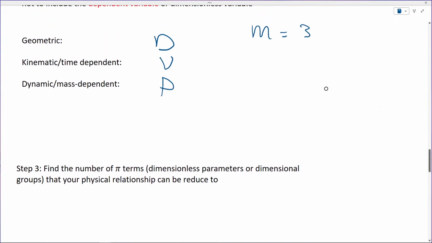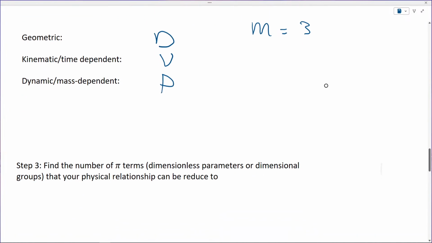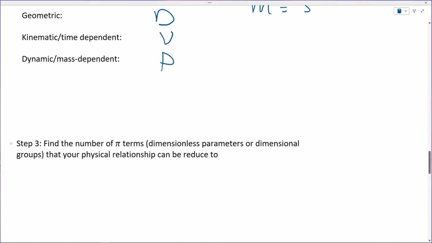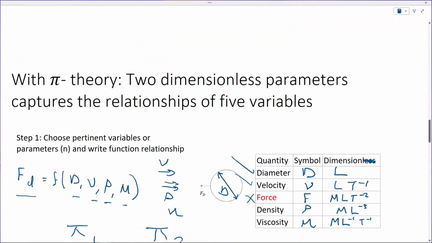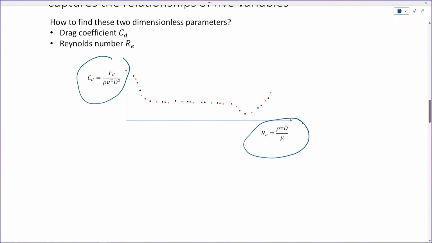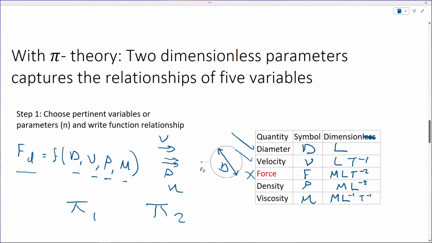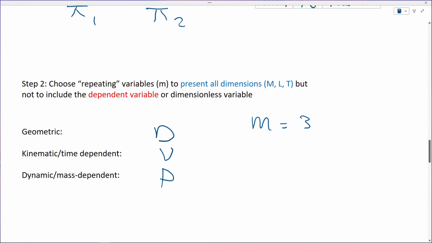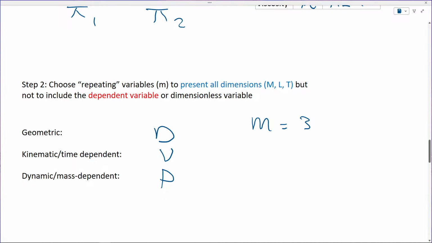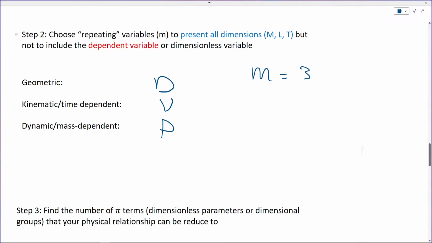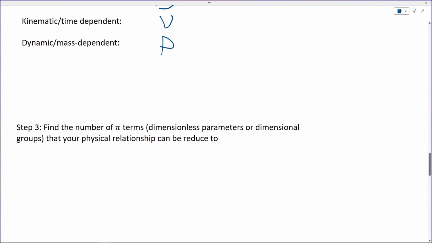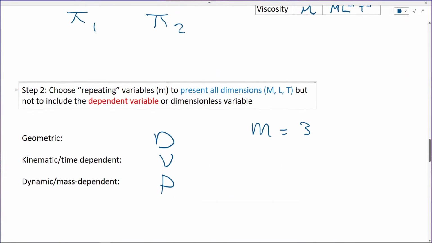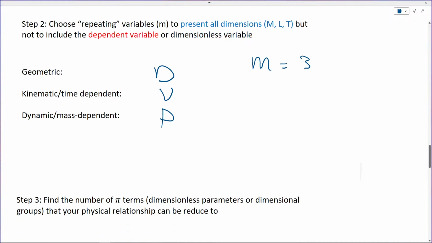And now find the number of terms, dimensionless parameters or dimensionless groups, that your physical relationship can reduce to. So now I want to find how many terms. In this problem I have 2 terms. In other problems, I told you you can have 3 or 4. How would you know this? Basically, you subtract the number of repeating variables from your number of parameters.